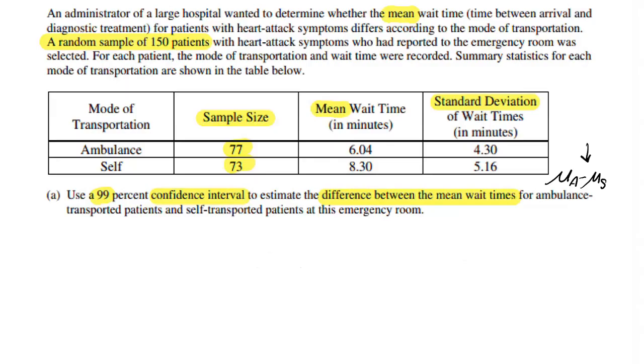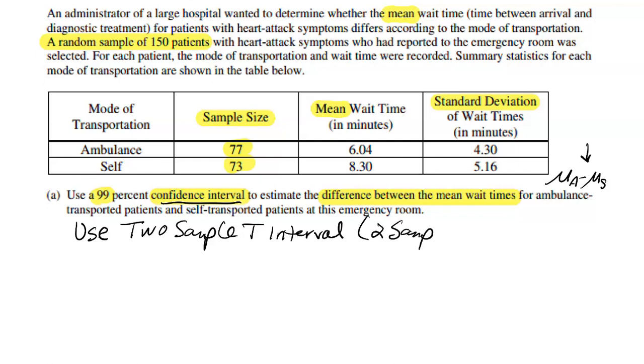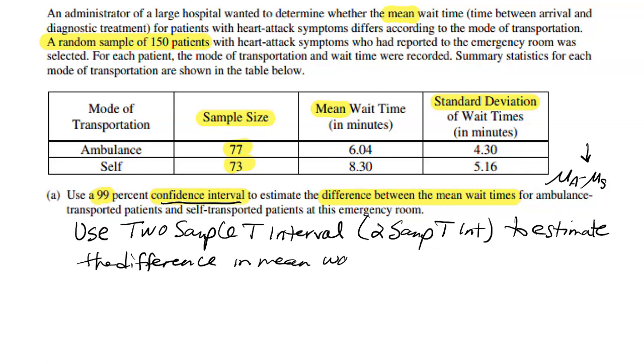So first thing, we would like to use the correct formula. We want a confidence interval for two samples with means. So we're going to use a two-sample t interval on the calculator. That's called a 2-SampTInt, to estimate the difference in mean wait times. And we're going to do ambulance minus self, so A for ambulance, S for self.